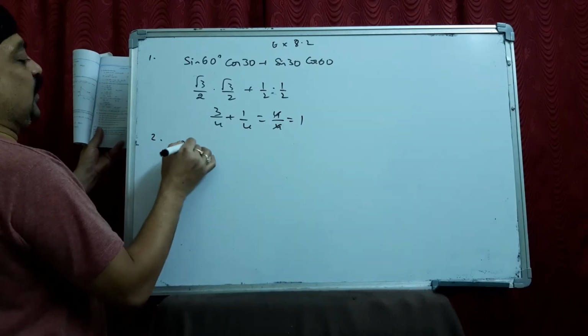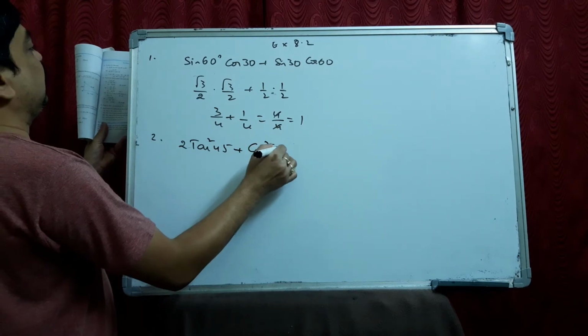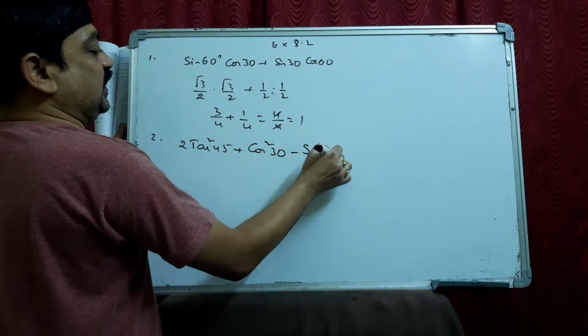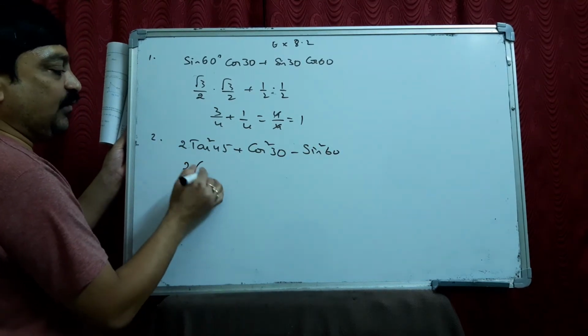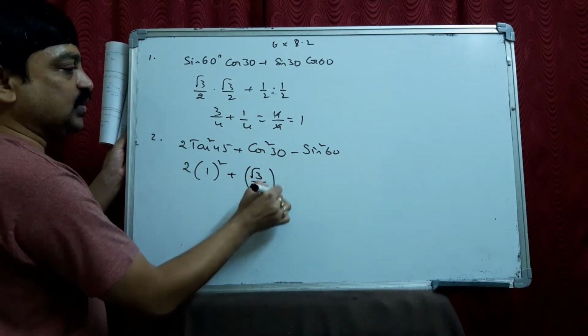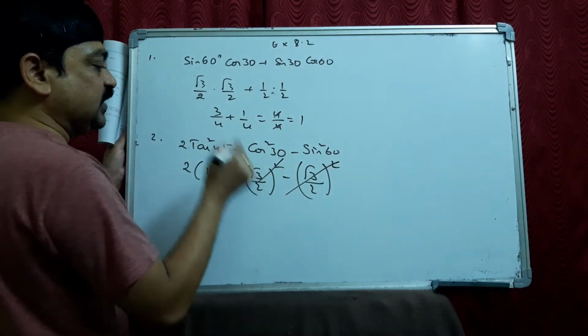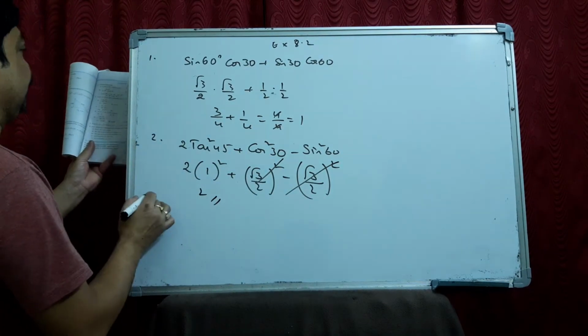Second one, 2 tan square 45 plus cos square 30 minus sine square 60. 2 into tan 45 is 1, 1 square, cos 30 is root 3 by 2 whole square, sine 60 also root 3 by 2 whole square. You can cancel these two, it becomes 2.